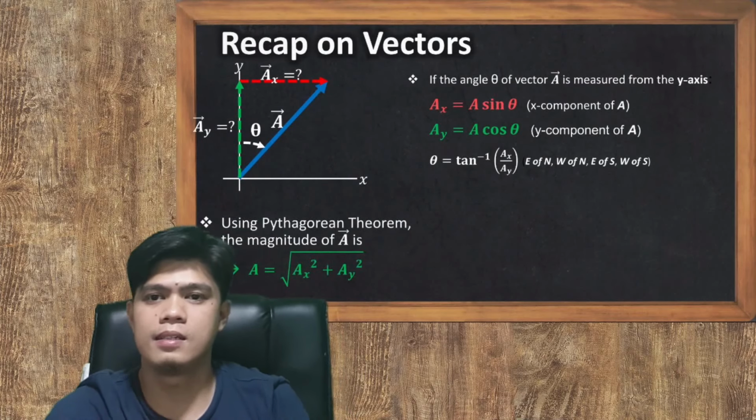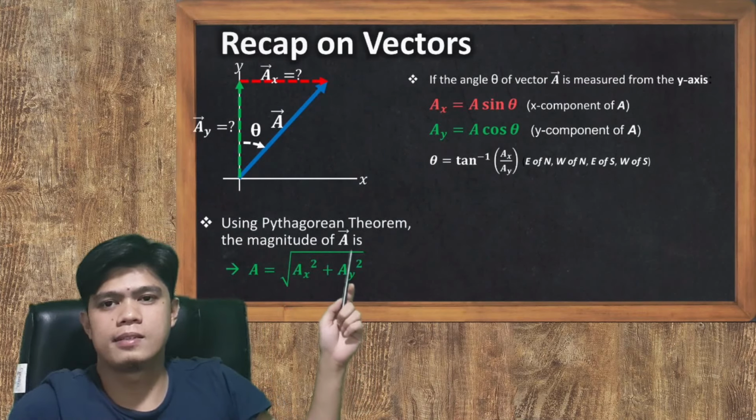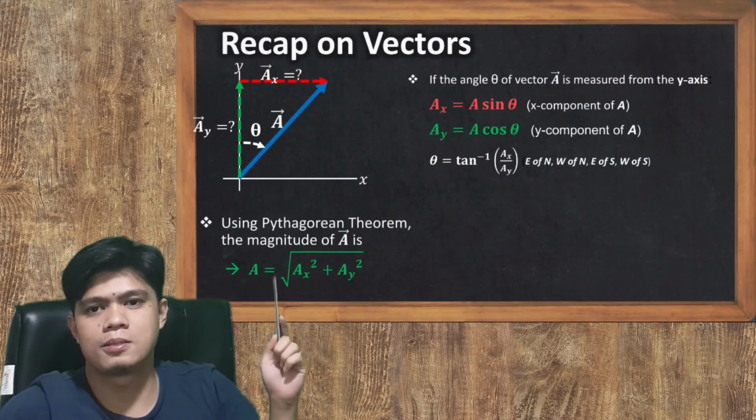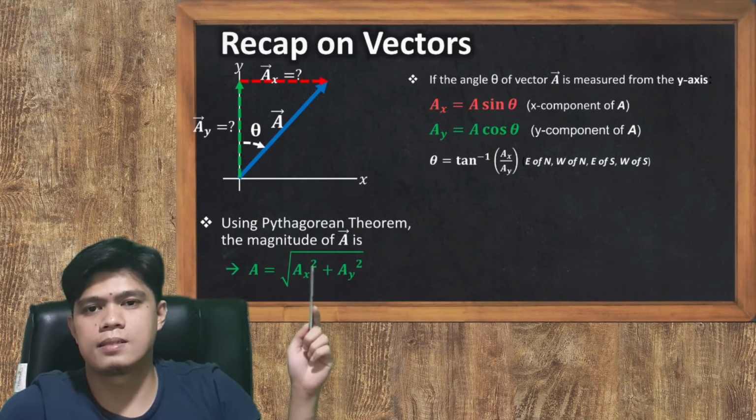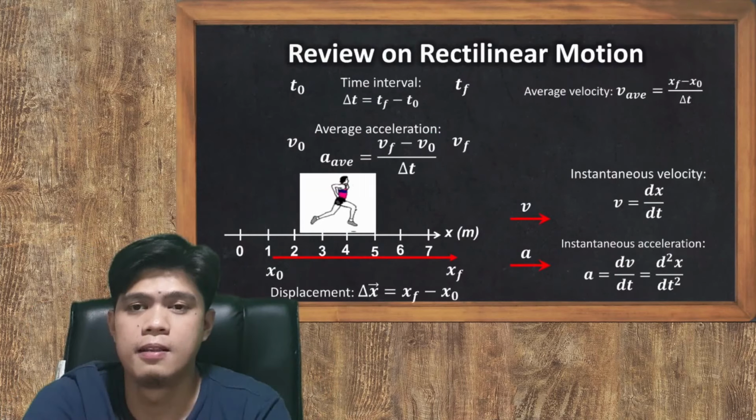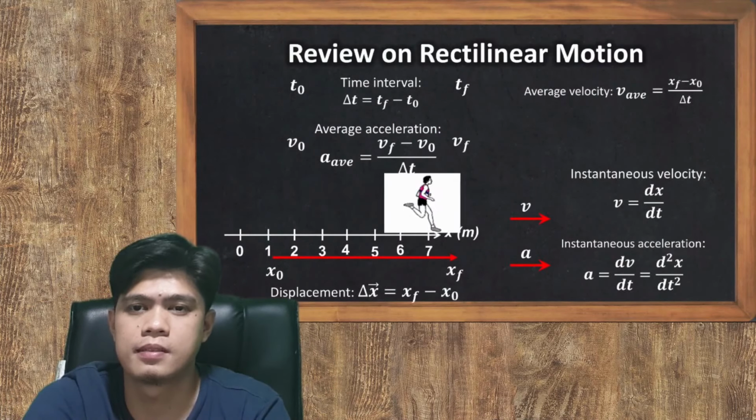Now, to find the magnitude of our vector A, we'll use the Pythagorean theorem. So it's just the square root of ax squared plus ay squared. Let's review rectilinear motion.